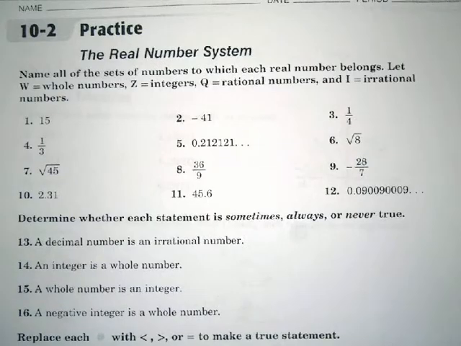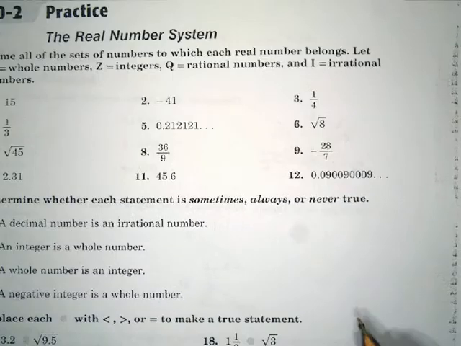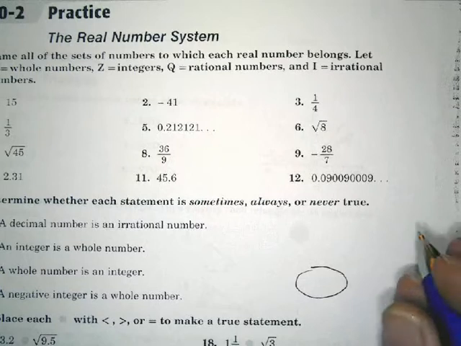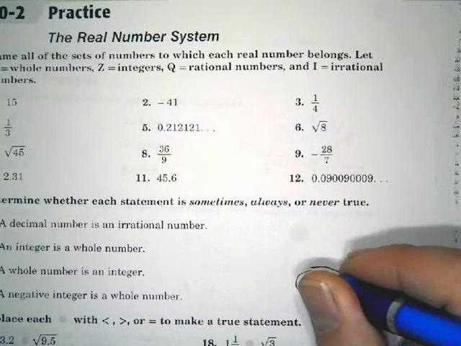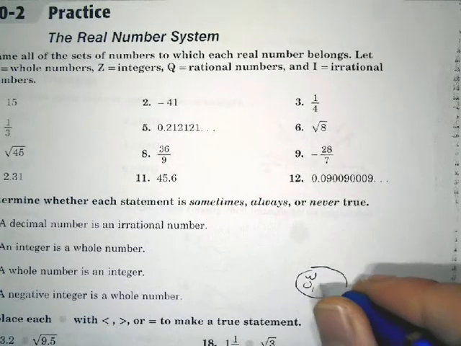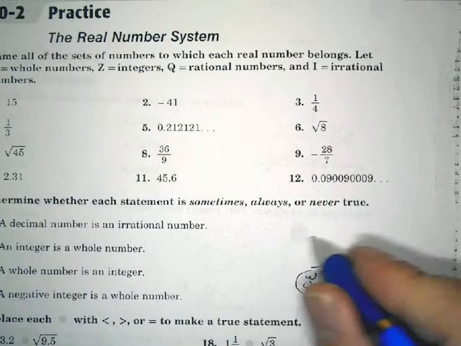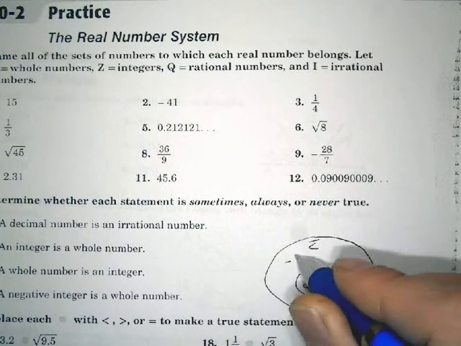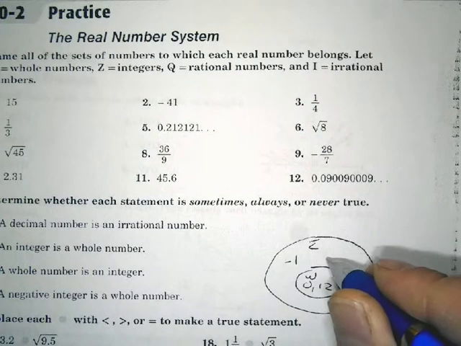Okay, talking about the real number system. A little review from earlier this year. I'll draw a little diagram on the inside. You're going to have whole numbers, such as 0, 1, and 2. Then we will go to our integers, which are positive and negative whole numbers.